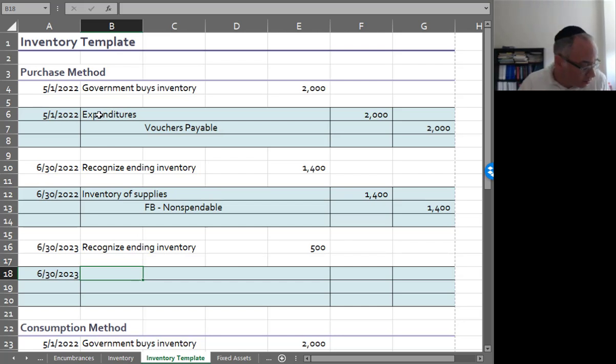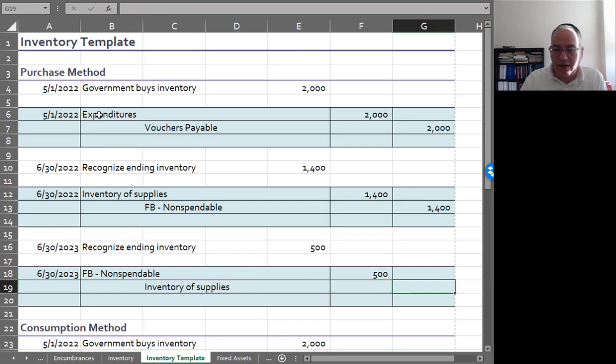And let's say the following year there is only $500 worth of inventory left. Then they would debit fund balance non-spendable. They'd reverse this and credit inventory of supplies by, sorry, by 1,400 minus 500 because they've used up $900 worth of supplies. So the purchase method focuses on how much was expended.